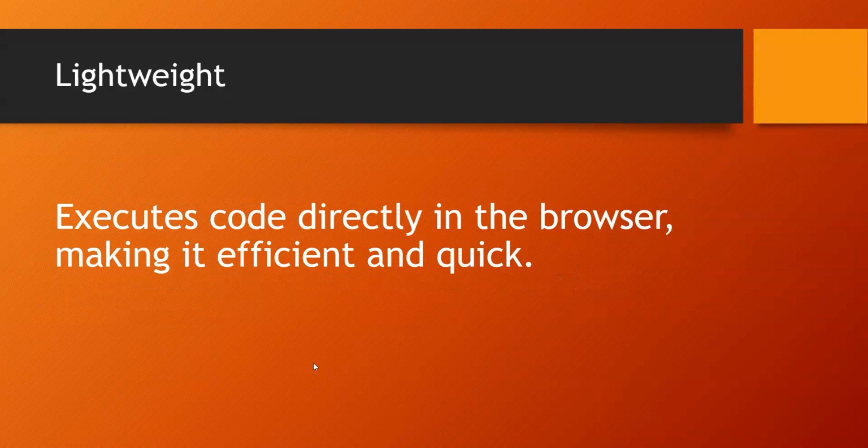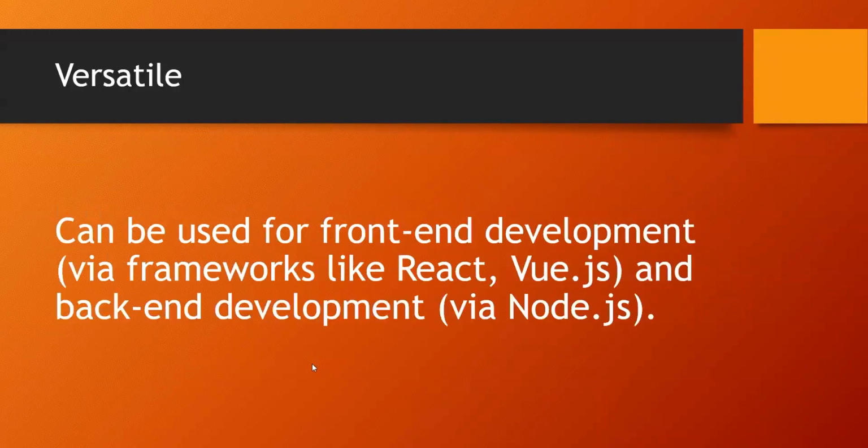It is lightweight. The code is so simple and it is available in the browser, which is why it is lightweight and always fast. JavaScript is versatile. What does that mean? It means it can be used for anything, be it front-end development, back-end development, even game development. Nowadays you can even do AI development with it using TensorFlow.